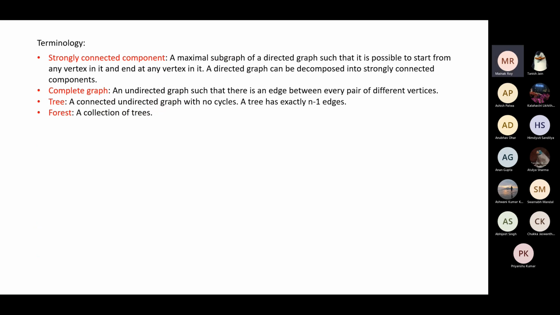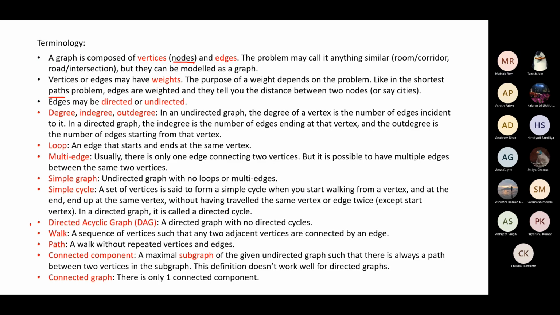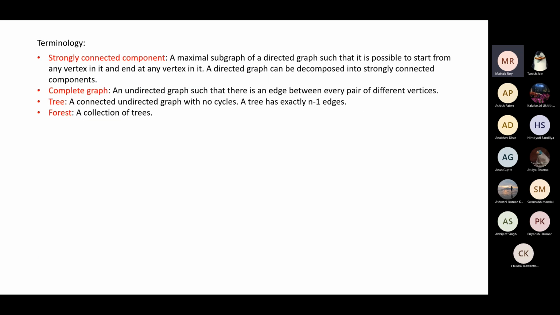The next thing we are going to talk about is strongly connected components. In directed graphs, you do not have a concept of connected components. Instead, you have a concept of strongly connected components. And what is a strongly connected component? A strongly connected component is a maximal subgraph of a directed graph such that it is possible to start from any vertex in it and end in any vertex in it. It's similar to the definition for connected component: a maximal subgraph of the given undirected graph says that there's always a path between two vertices in the subgraph.